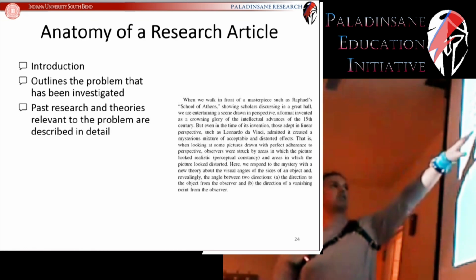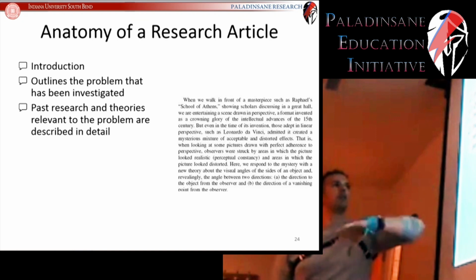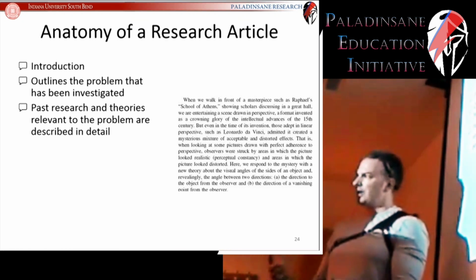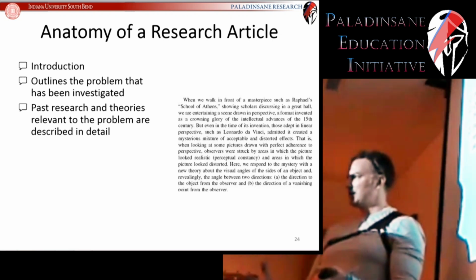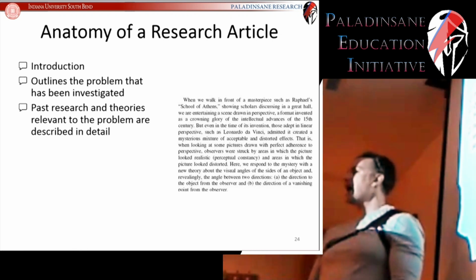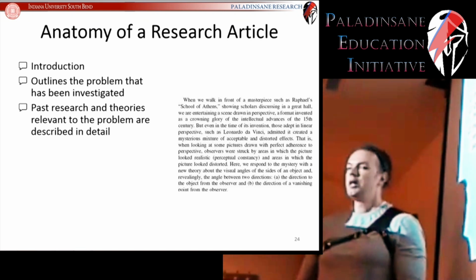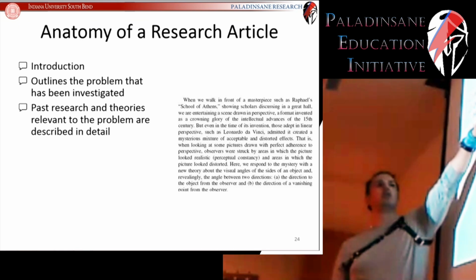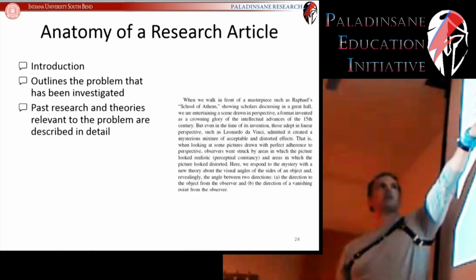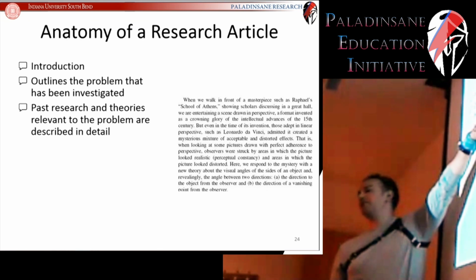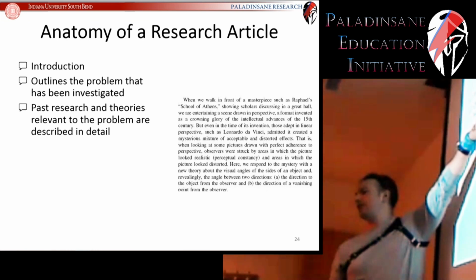It mentions past research and theories that are relevant to the problem, and it describes those in detail. This is very important. This gives the reader the context that they need in order to understand everything that is going to happen later on in the story. So this is almost like tapping somebody into the genre of a movie, or making sure that they've at least heard about the prequels to the particular movie.